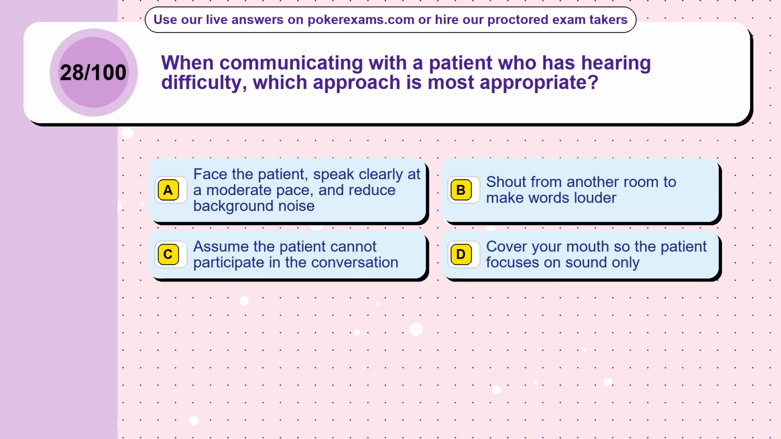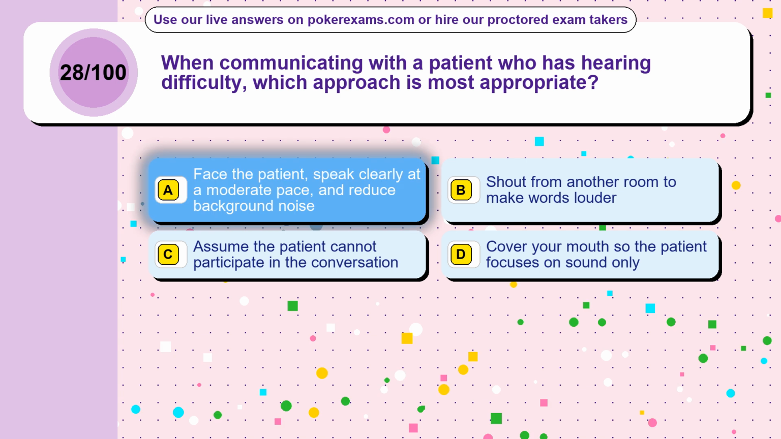Question 28. When communicating with a patient who has hearing difficulty, which approach is most appropriate? Option A, face the patient, speak clearly at a moderate pace, and reduce background noise. Option B, shout from another room to make words louder. Option C, assume the patient cannot participate in the conversation. Option D, cover your mouth so the patient focuses on sound only.